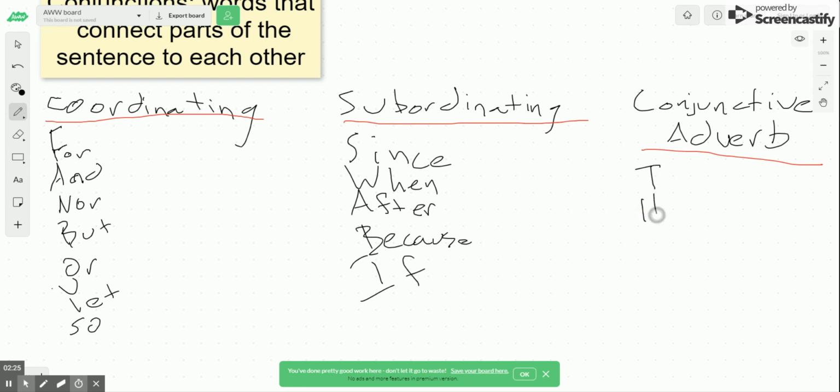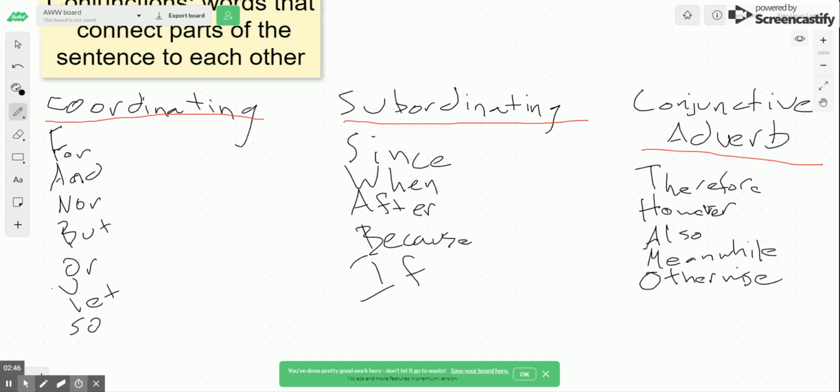Our acronym for that is FAMO. That's therefore, however, also, meanwhile, and otherwise. So this would be something like, I argued with my parents all night, therefore I did not get any rest.